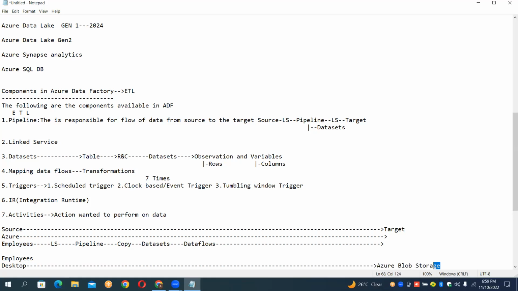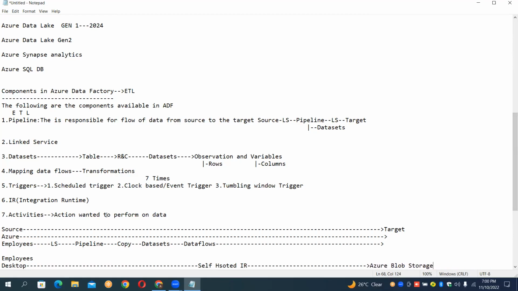Now tell me, guys, what do we have to use? Self-hosted IR. Anyways, SSIS IR, you don't worry about this. I'll explain that when the time comes. That's not so important right now. Self-hosted IR, that's it, guys.